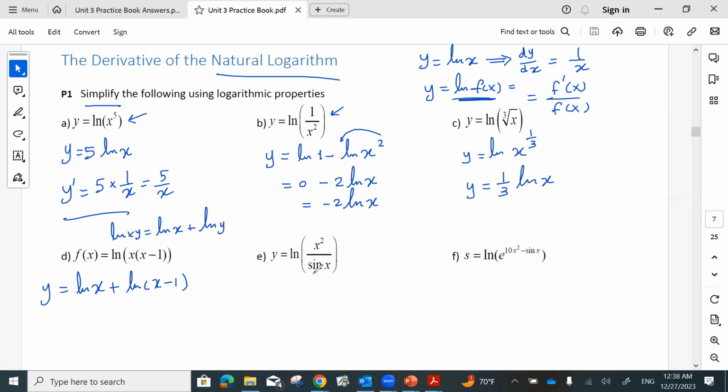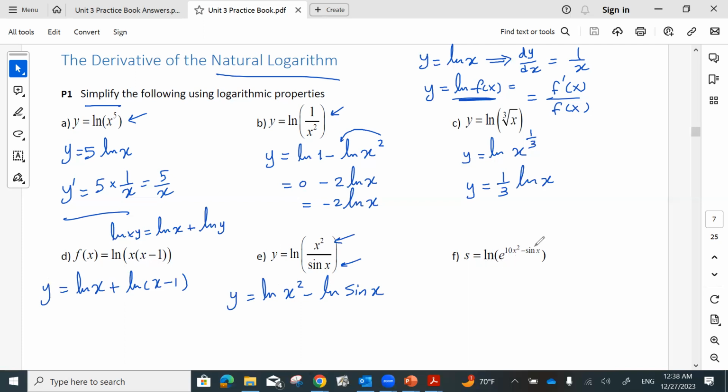Ln of the quotient x squared over sine x, you can simply write as ln x squared minus ln sine x, because, you know, ln a over b is ln a minus ln b. Always the division and subtraction relate to each other in many rules, especially the indices.